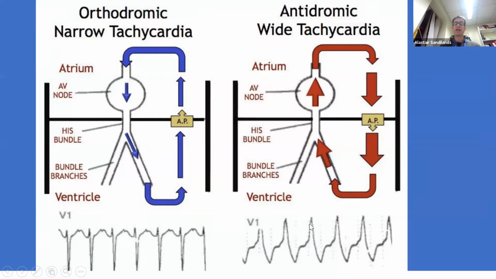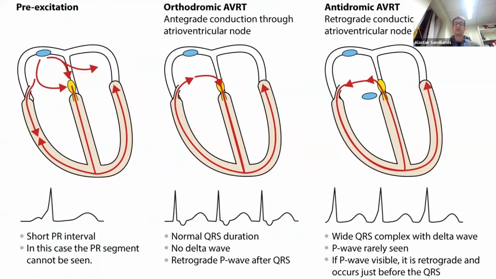Alternatively, they would have a regular broad complex tachycardia with a delta wave if the tachycardia goes forward over the pathway to the ventricles, re-enters the atrium via the AV node, back up to the atrium again to go back round. So this is just another way of showing you these different tachycardias.